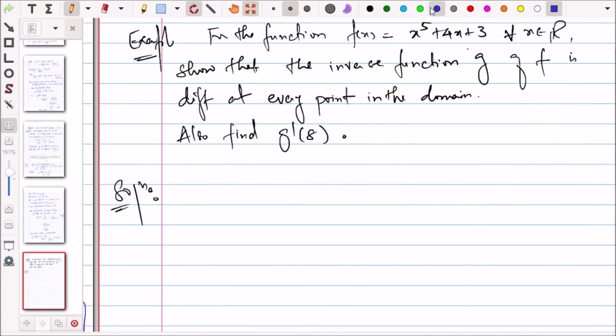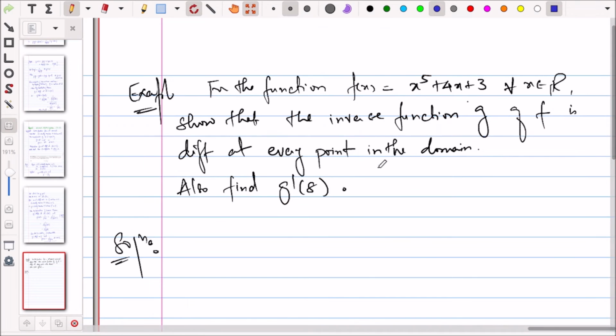So you have to show that g is differentiable at every point in the domain and you also have to find g dash. Now this f of x is a function whose inverse is tough for us to find, but we don't need to find the inverse. We only have to show that it is differentiable and we have to find the value of the derivative at 8, at the point 8. So how will we do this?